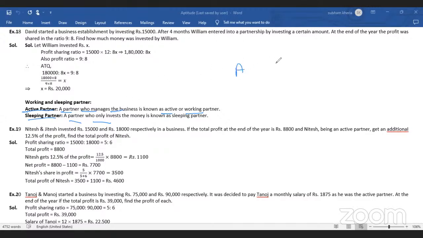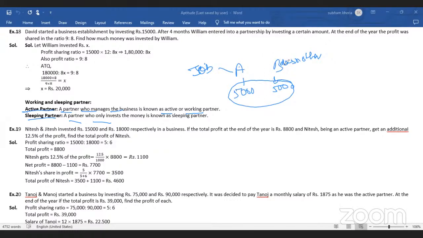For example, there are 2 persons A and B. A has a job, B doesn't have a job. So A and B say, let's invest some amount, 5,000 and 5,000 each. Try to understand what I'm saying. A says, since I have a job, I cannot look after this business. So he asks B, you look after this business. Since A is not looking after the business, A has just put in the money. A will be called the sleeping partner and B will be called the active partner.